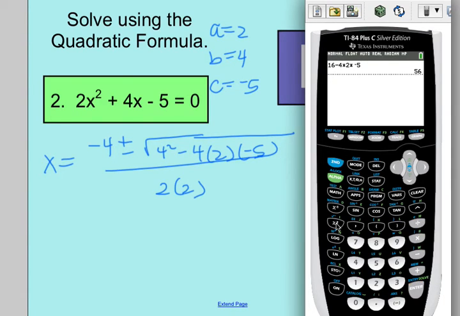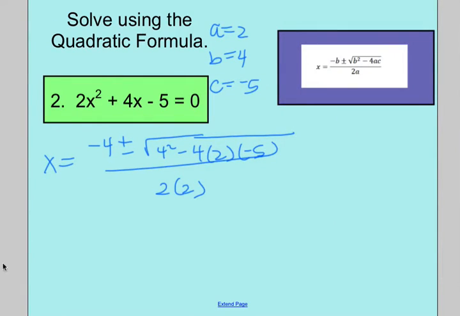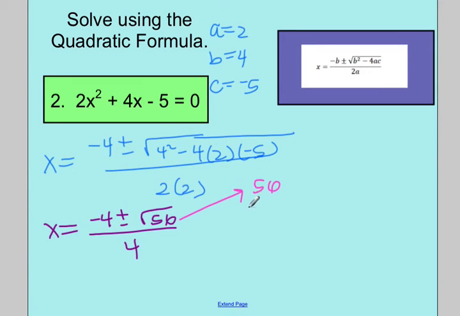I would try square root of 56. It's not a perfect square, but if you didn't know, you could try it. So I am left with, right now, x is equal to negative 4 plus or minus the square root of 56, all over 2 times 2, which is 4. The next thing I would do is simplify my radical. 56. What's my perfect square in 56? 4 times 14 is 56. So it's really square root of 4 times 14.